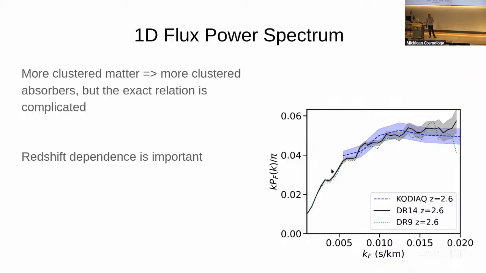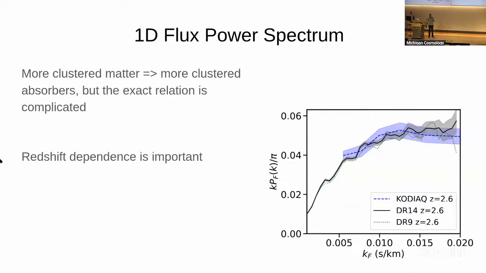So this is the 1D flux power spectrum. This is a measurement at redshift 2.6 from different data sets. The units, of course, are seconds per kilometer. If you make matter more clustered and thus increase the amplitude of the matter power spectrum, you will also make the neutral hydrogen more clustered and thus increase the amplitude of the flux power spectrum. However, the exact relationship between this and the matter power spectrum that you put in is somewhat complicated. It does not behave nicely in the way that you think it should.